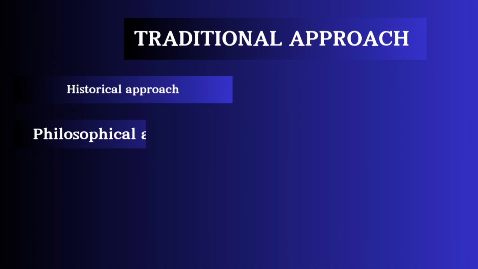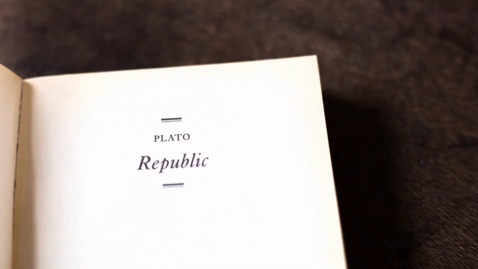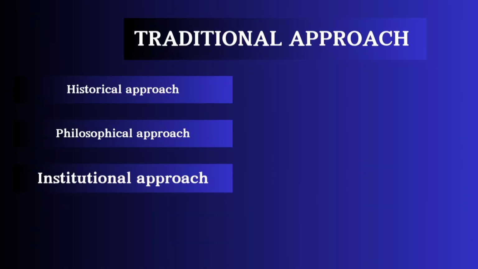The next, we have the philosophical approach. The philosophical approach is a form of traditional approach which focuses more on understanding how best the state can be organized, such as looking into the concept of justice, equality, fairness, morality, and ethics. The major emphasis of this philosophical approach is to create an ideal form of government. A very good example was in Plato's book, The Republic, where he got to explain how best the state can be organized.